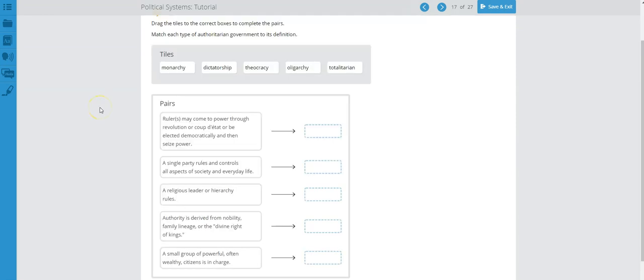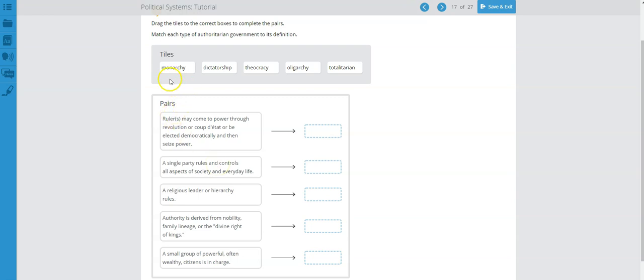We are now moving on to page 17 of the Political System Tutorial, and in this particular activity, you are basically given definitions on the left-hand side. As you can see here, all of these are definitions, and you are given keywords. What you need to do is plug in or drag these keywords or concepts to where they belong. For example, let's do the second one here. A single party rules and controls all aspects of society and everyday life.